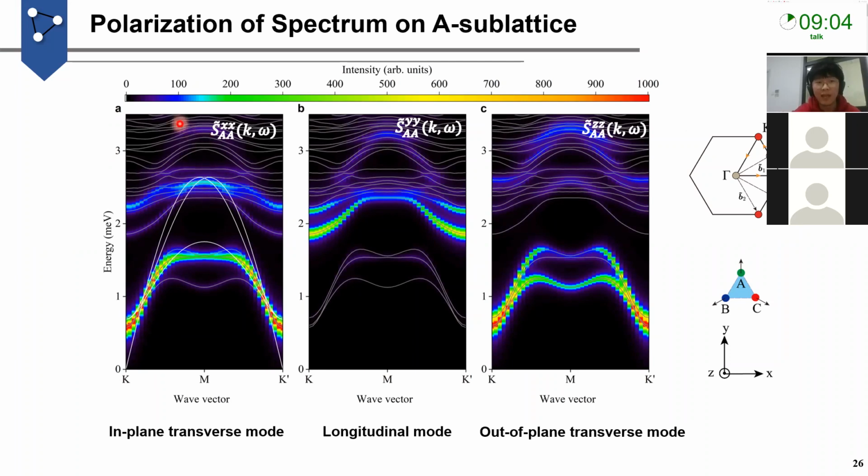And for the higher energy regions, this point, which contributes the fourth mode observed in the experiment along the endpoint, actually comes from the hybridization between the longitudinal mode and the transverse mode, both from the in-plane and the out-of-plane mode.